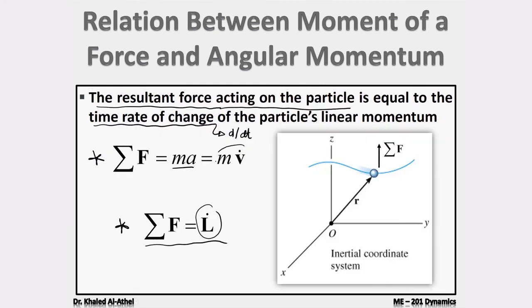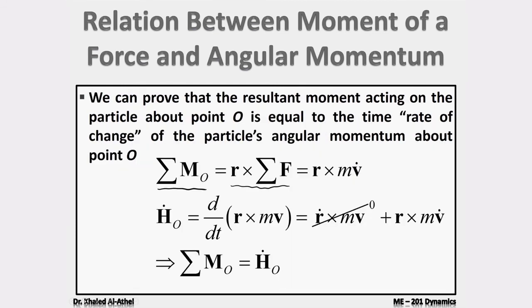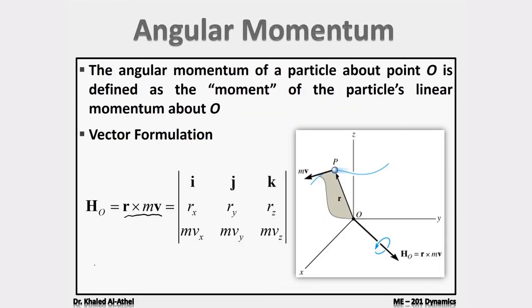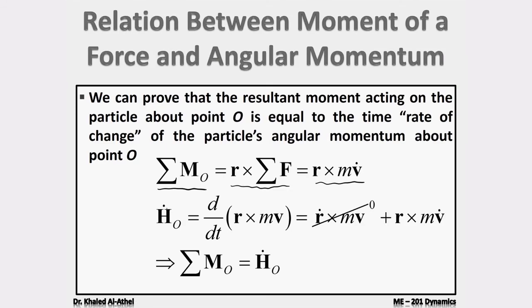And what is L dot? It is mv dot. So I'm going to write it as R cross mv dot. Now let's leave this on the side. We want to prove that this resultant moment is equal to the time rate of change of the particle's angular momentum. So angular momentum h equals to R cross mv. So h should equal to R cross mv.